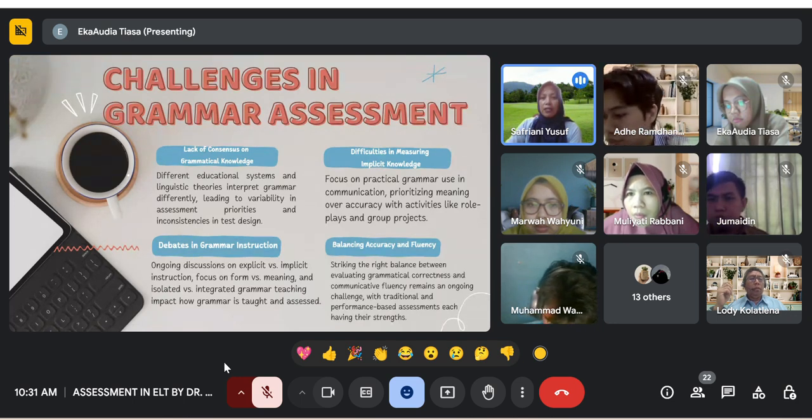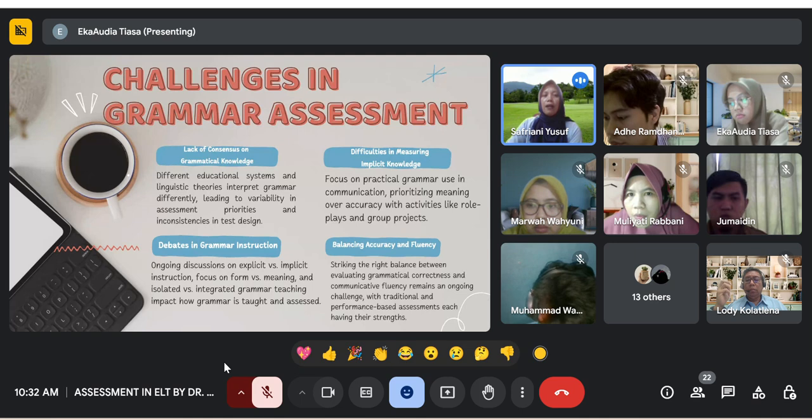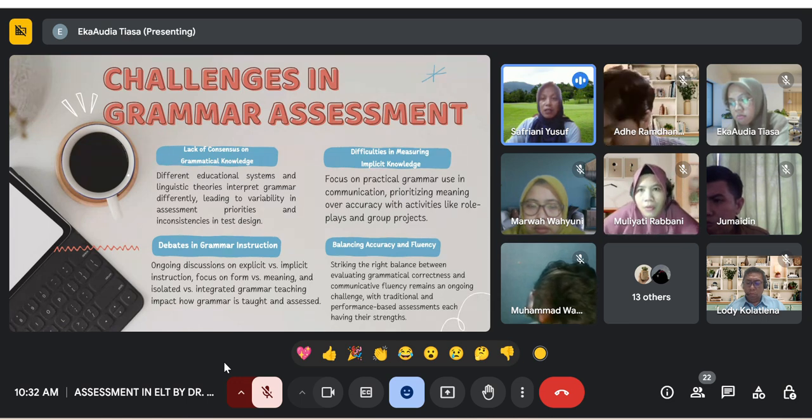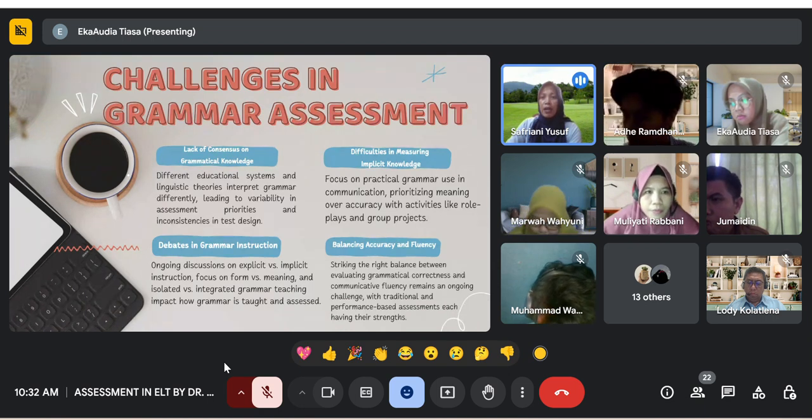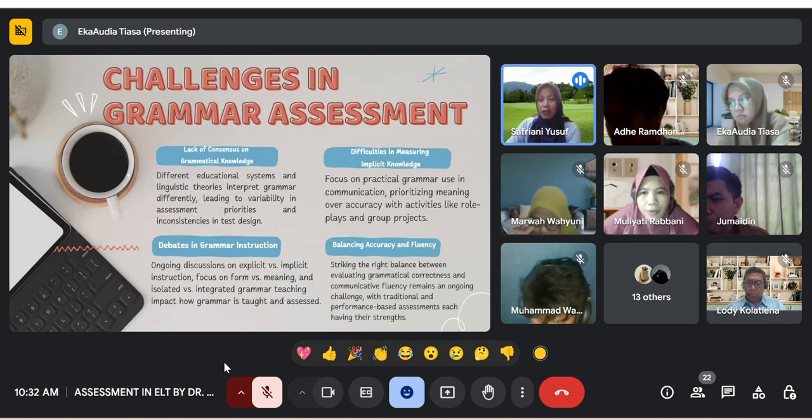And also there is the debate in grammar instruction. Ongoing discussion on explicit versus implicit instruction, focus on form or meaning, and isolated or integrated grammar teaching impact how grammar is taught and assessed.